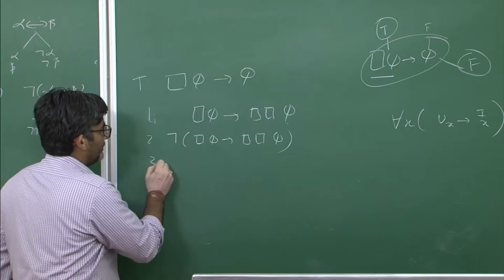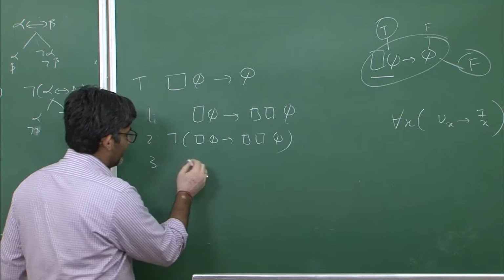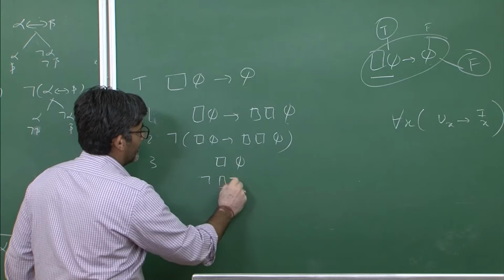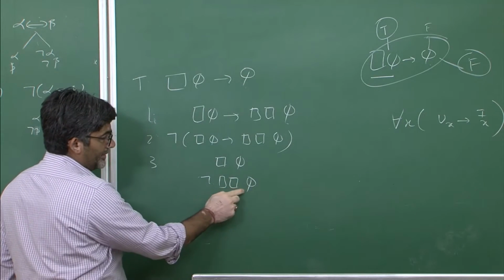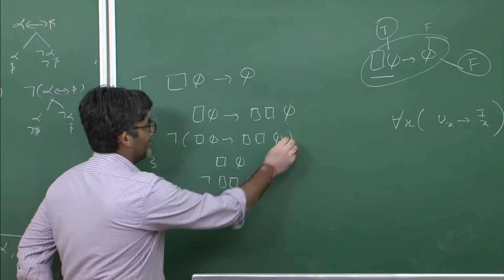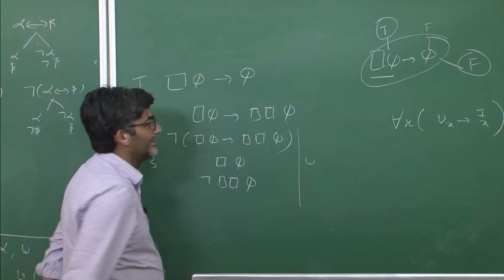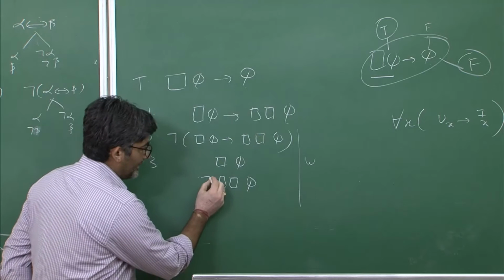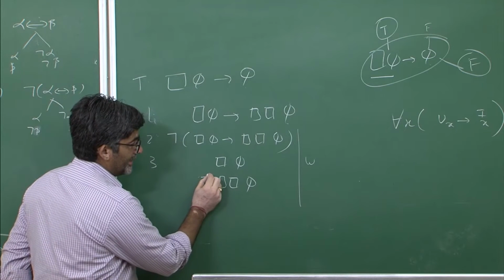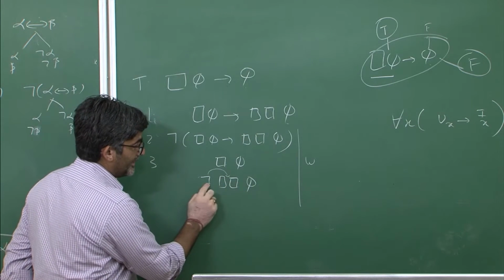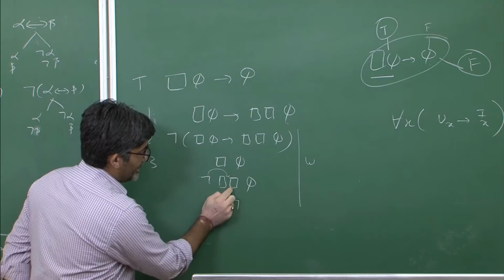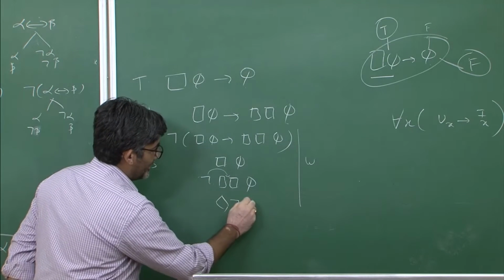So now you expand it a little bit further, then it will become not of two necessities and then phi. So now we have to simplify this. All these things are true in a world, assuming that these are true in a world W. The first time you use a negation, you have to push this negation inside, and negation of necessity will become possibility, and then you push the negation in between, then it will become like this.